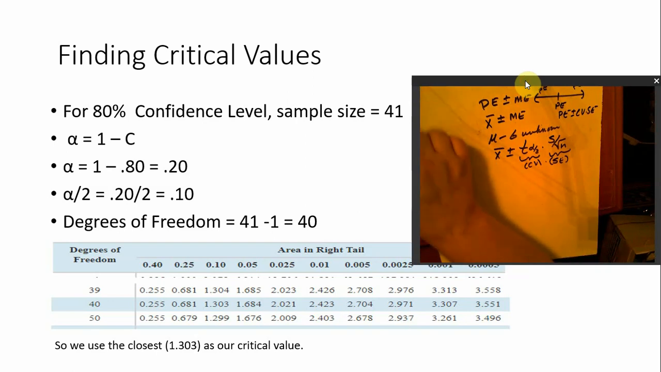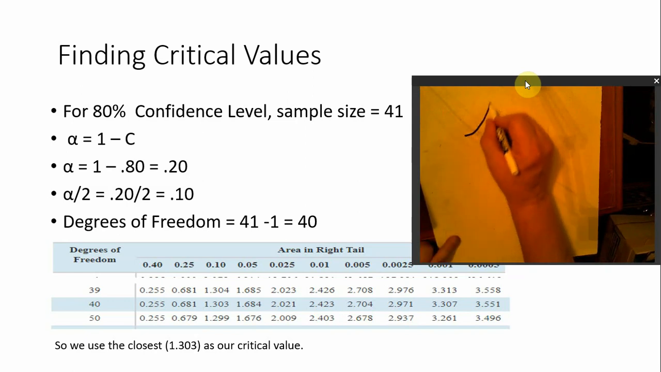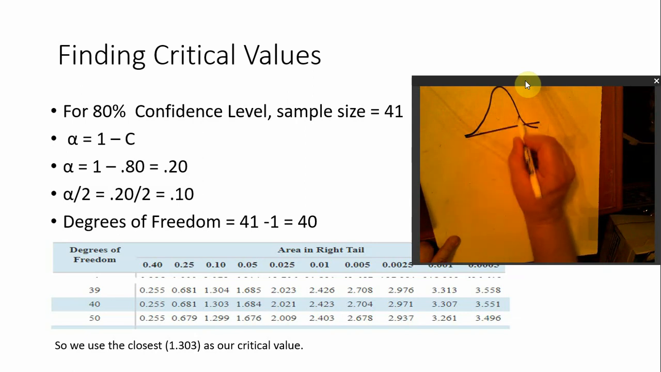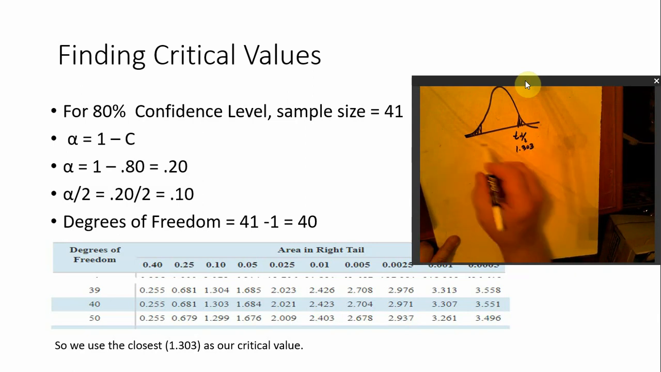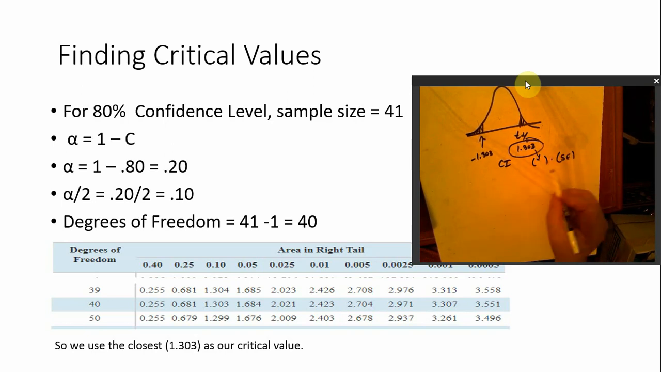So if I went here, and if I drew my picture, this would be the T alpha over 2. This would be the 1.303. And here would be negative 1.303. Now for confidence intervals, this is the only thing that I'm going to be concerned about because I need to use that and multiply times the standard error. So that would be that value, and that would give me the margin of error, just like that.